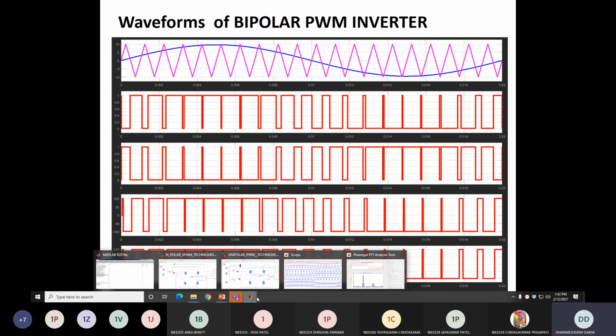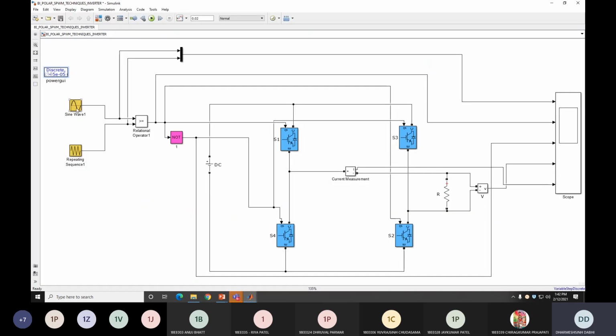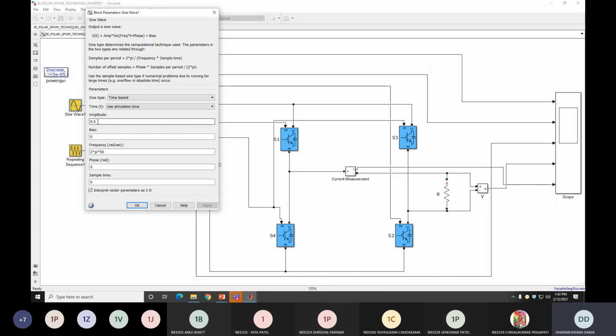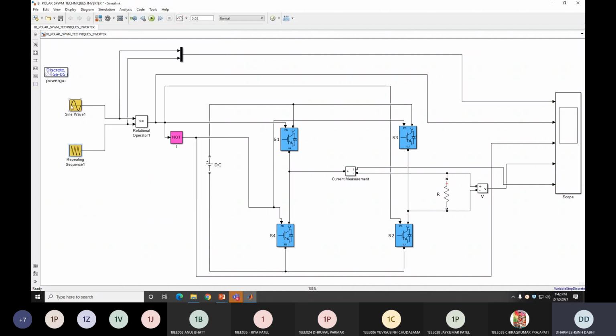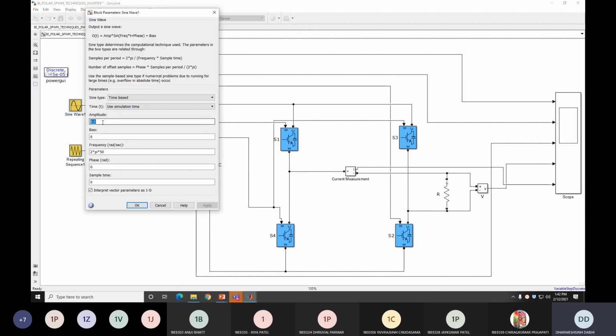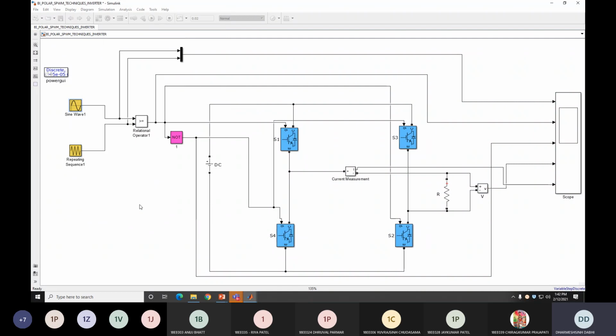Let's do it by experiment so you can easily understand it. So here is the bipolar technique simulation. Here I take the magnitude 9.5 for the sine wave, that is the peak amplitude, and the peak of the triangular wave is 10. Clear? Now suppose I take the peak of this sine wave as 5. Clear? Now let's check the gate pulse.